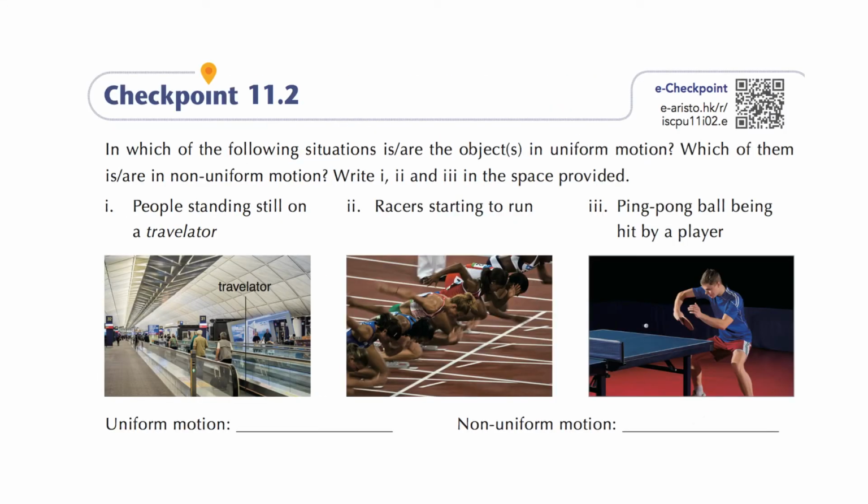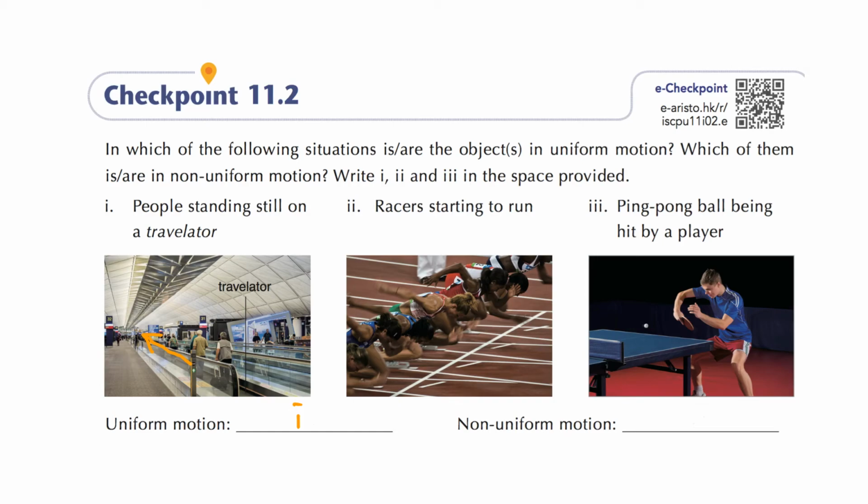And then for the checkpoint, which of the following situations is a uniform motion? Which of them is a non-uniform motion? You will find that on a travelator in the airport, when you stand on it, most of the time the speed should be steady, otherwise the people will fall down, and also it moves in one direction only. So the first one will be a uniform motion.